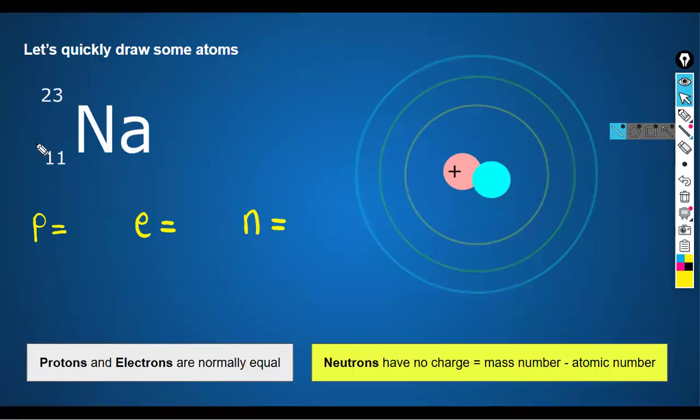So the smaller number is the amount of protons. So it's 11. That's 11 positive. Protons and electrons are normally equal. And neutrons, well, if you minus both of them, 23 minus 11, that's 12. I hope I have it correct. So that should be 11, 11, 12.